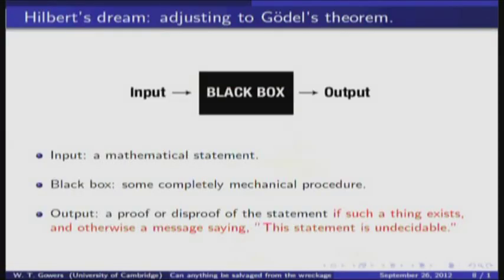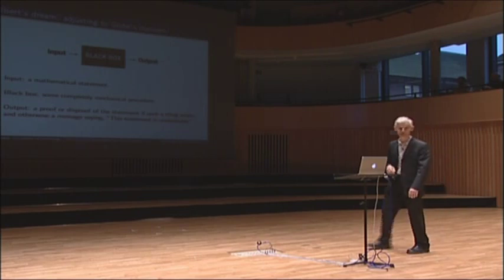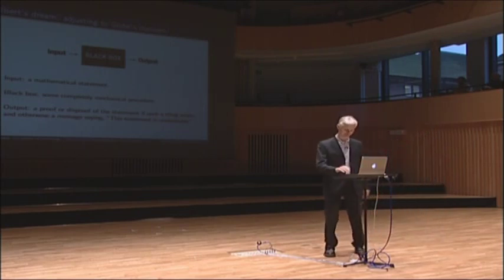But there's an obvious modification you can make to the dream given this development, which is, you say, well, all right then, not all statements have proofs, but a lot of statements do have proofs. So how about just having a computer program that gives you a proof or a disproof if there is one, and otherwise says, sorry, this statement doesn't have a proof or a disproof. So that would still be a very, very nice thing to have. It would put mathematicians out of a job, at least if it worked reasonably quickly.